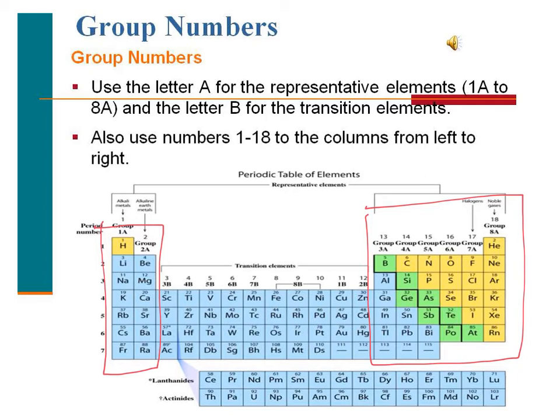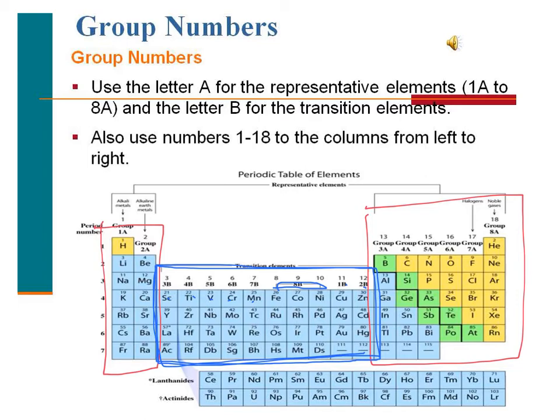Now we identify the transition elements, and the transition elements is this sunken group down here. This sunken group down here is identified using the letter B and another number. You'll notice that these numbers aren't mathematical like you saw up there. Here you're looking at 1B, 2B, 3B, 4B, 5B, 6B, 7B, and then all of these are referred to as 8B. We'll explain the logic behind that later. Right now you just need to be aware of the two numbering systems.